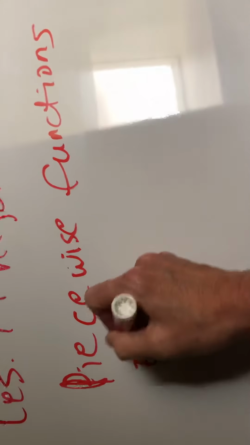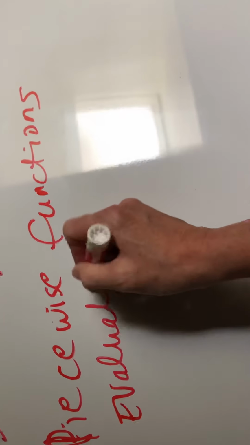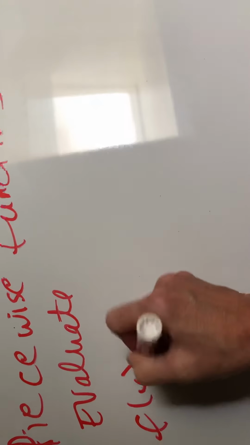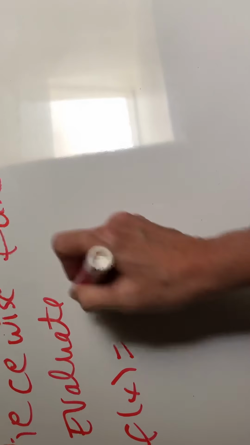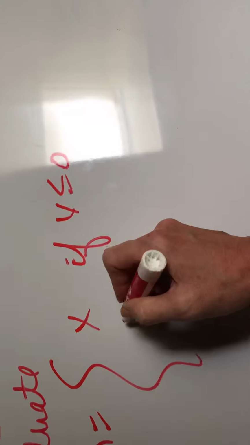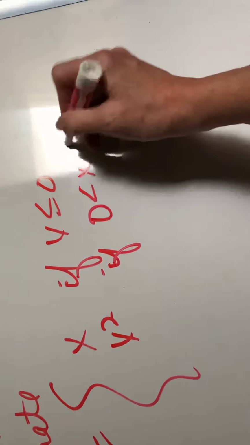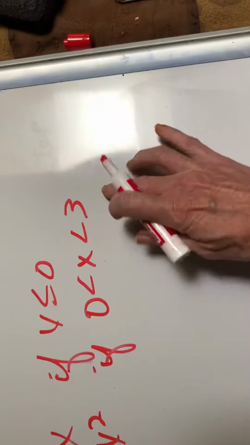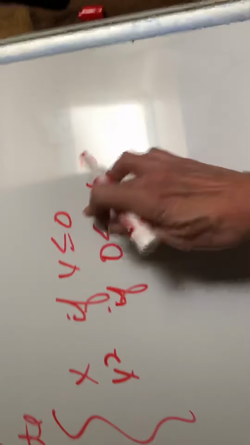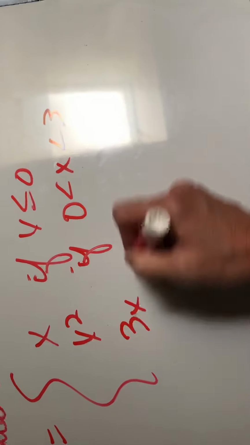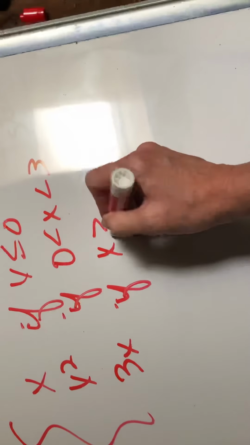Okay, so we're going to put evaluate first. We're going to evaluate this piecewise function. And this piecewise function is f of x equals x if x is less than or equal to 0, x squared if it's between 0 and 3, not including 0 and 3, so be careful with that, because this is where it goes if it equals 0. And then 3x if x is greater than or equal to 3.